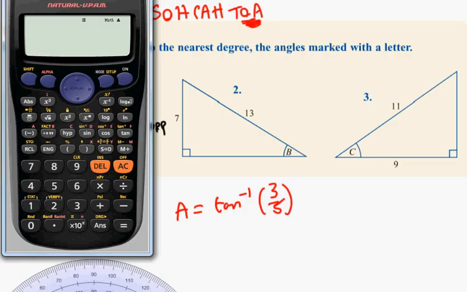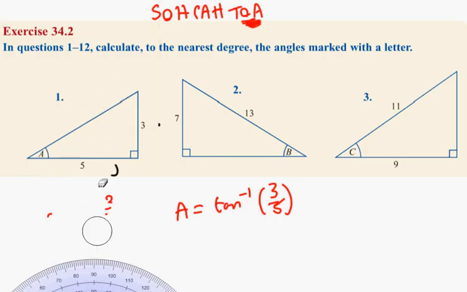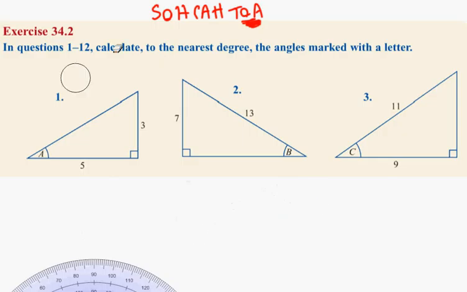Now, let's try another one. So this angle here, angle A, is 31 degrees. Okay. Try another one out, guys. Angle C. What 2 sides do you know on angle C? 11 is the hypotenuse, the longest. The opposite would be this one here, and the adjacent. Which 2 numbers do you know? 11 and 9. You know adjacent and hypotenuse.